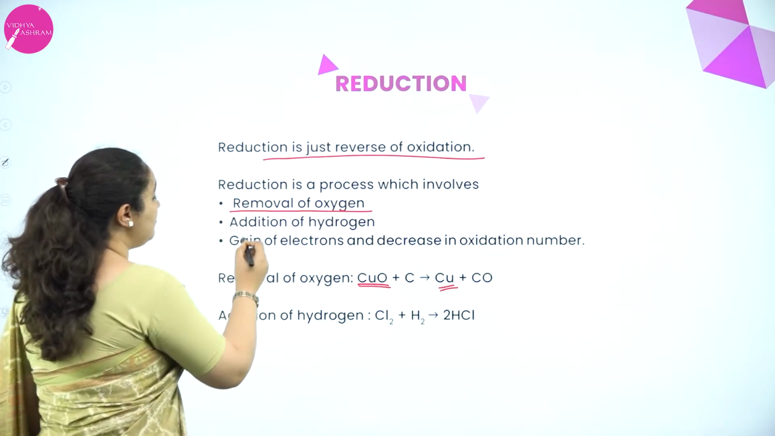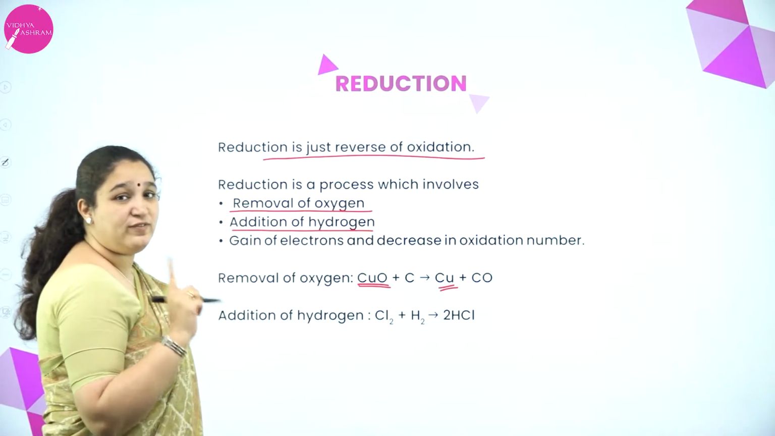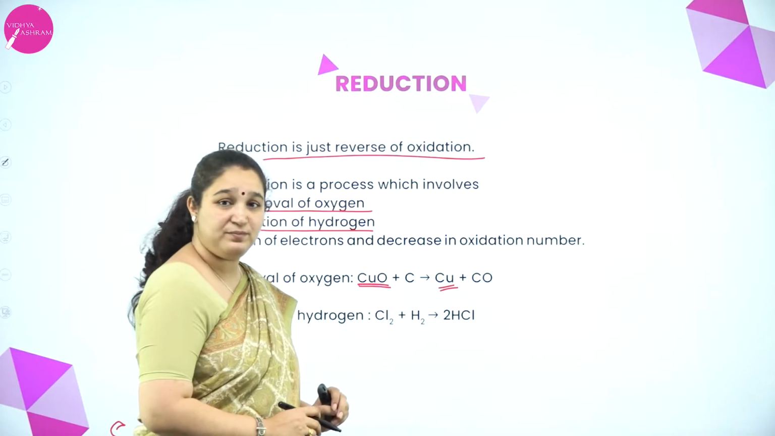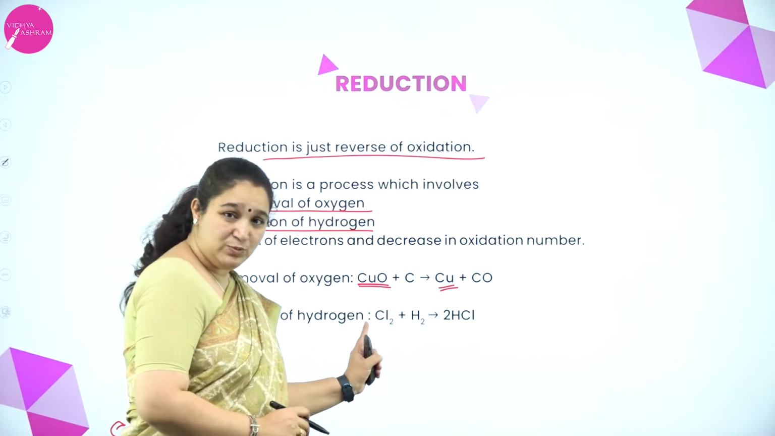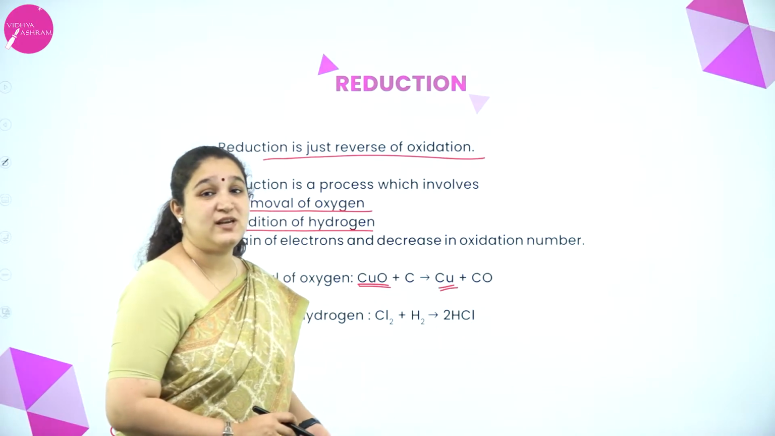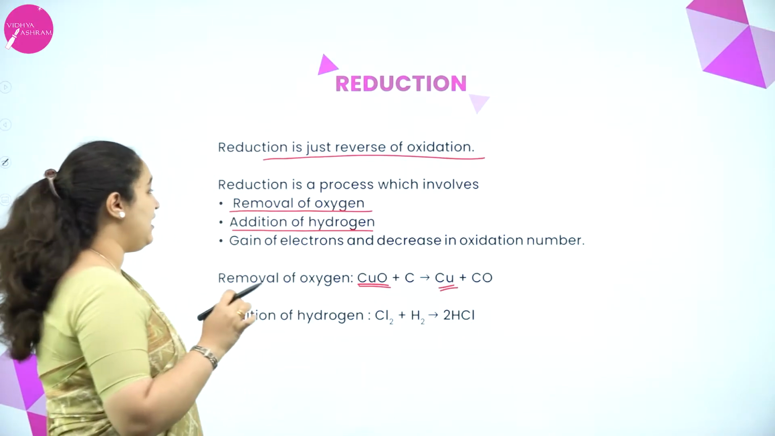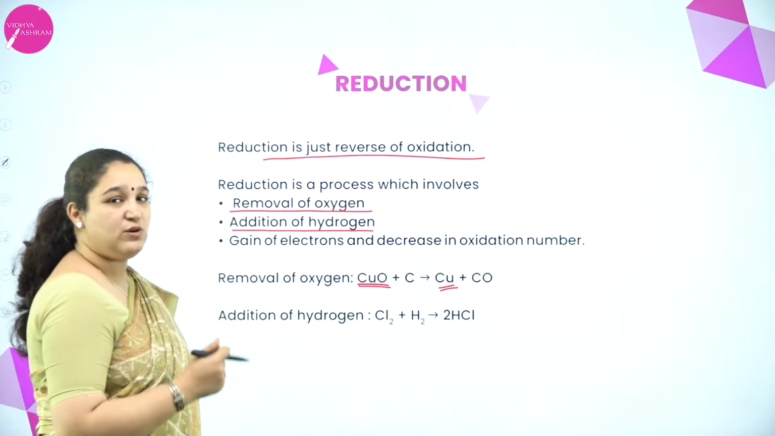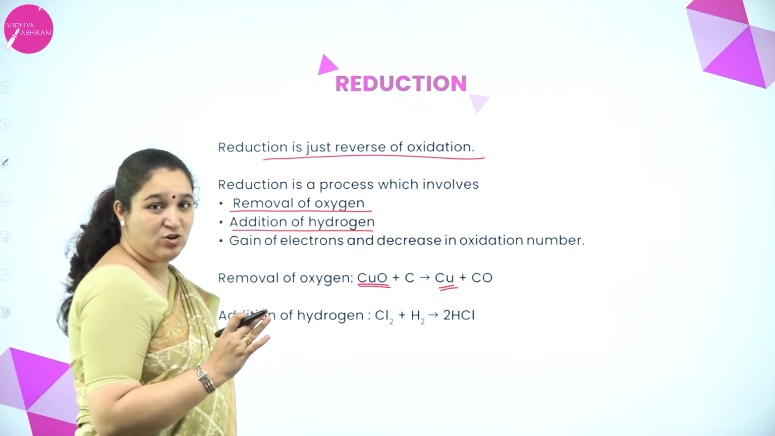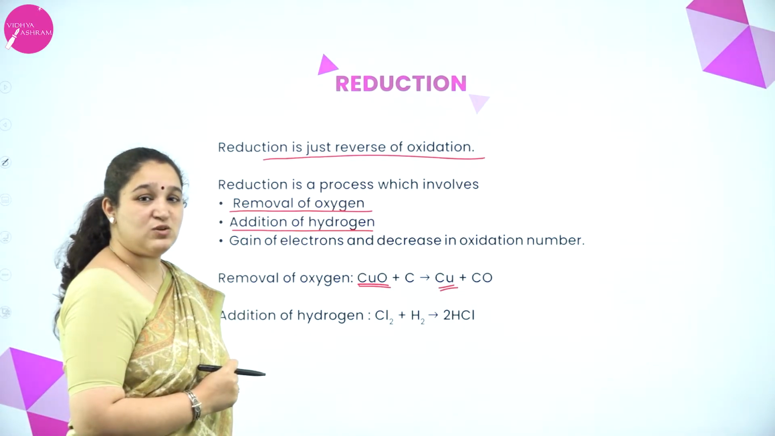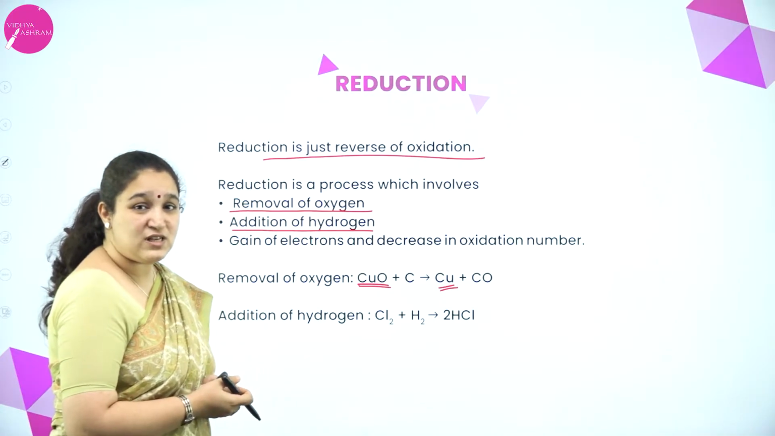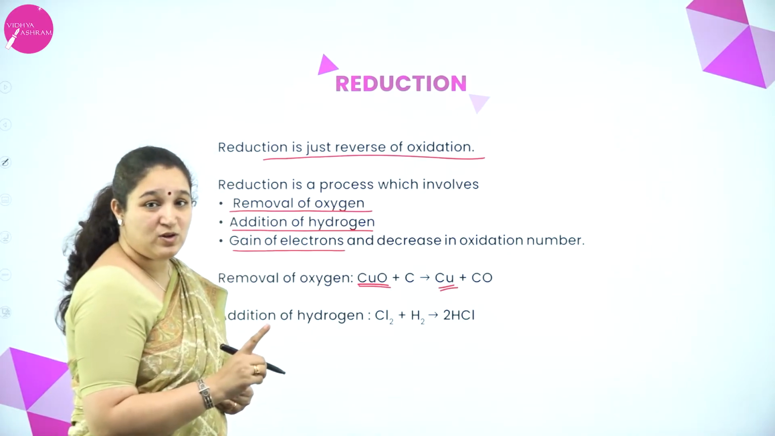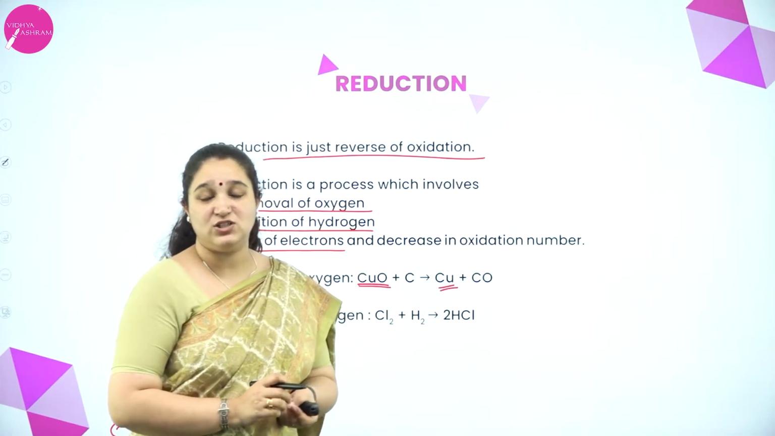Now in terms of hydrogen, it is addition of hydrogen. For example, chlorine reacts with hydrogen to form HCl. Now hydrogen is getting added up to chlorine to form HCl. So it is which reaction? It is reduction reaction. So addition of hydrogen is reduction. Now in terms of electrons, gain of electrons is reduction reaction, and during the process there is decrease in oxidation number.